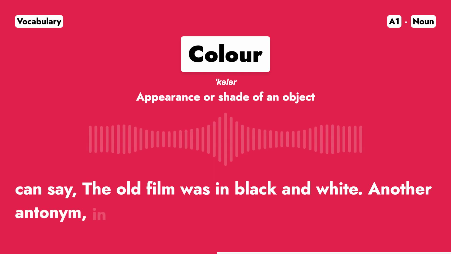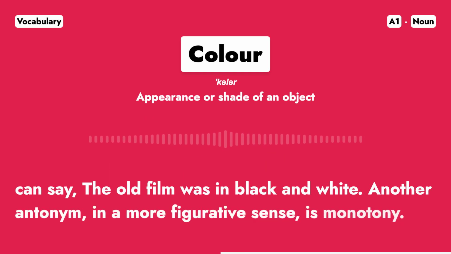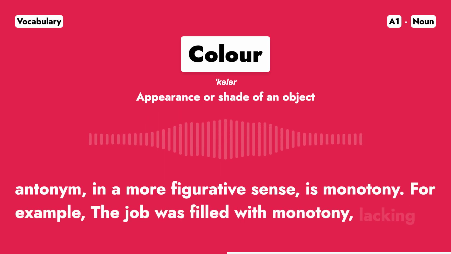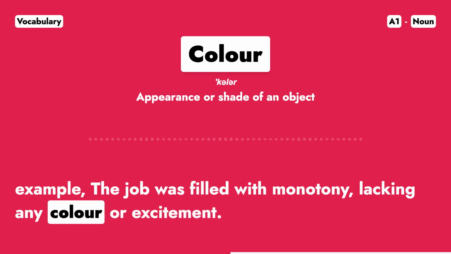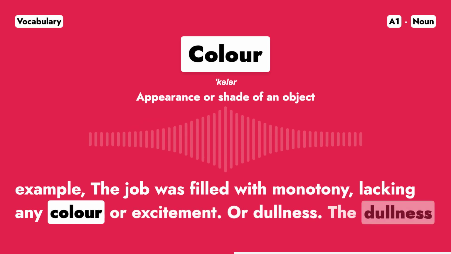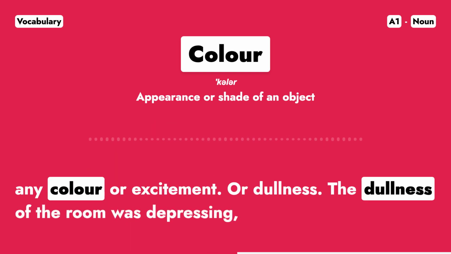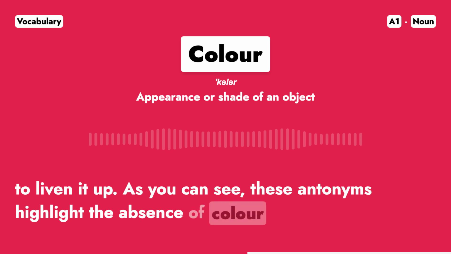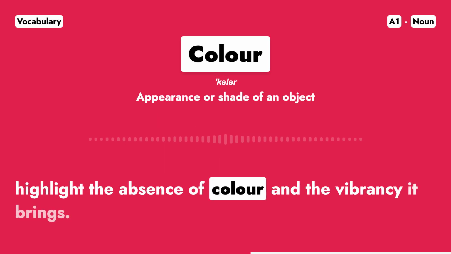Another antonym, in a more figurative sense, is monotony. For example, "The job was filled with monotony, lacking any color or excitement." Or dullness. "The dullness of the room was depressing. It needed some color to liven it up." As you can see, these antonyms highlight the absence of color and the vibrancy it brings.